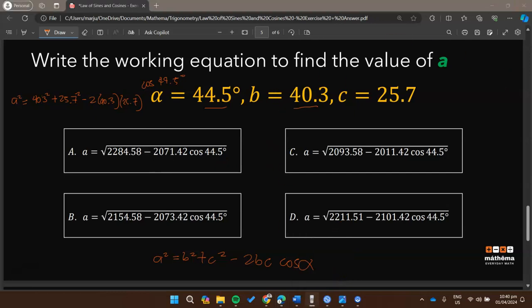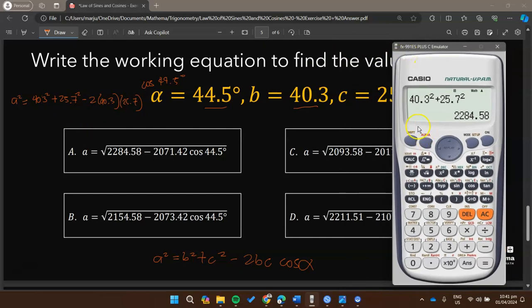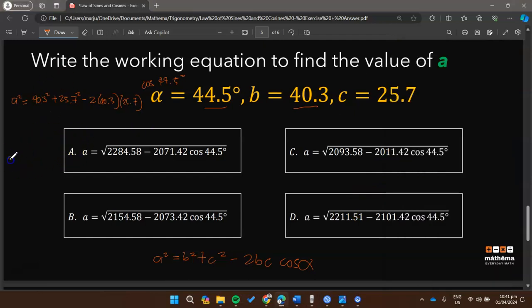So let me just grab the calculator. So we will have 40.3 squared plus 25.7 squared. That gives us 2284.58. Where can we find that? Alright, so actually, that is only in option A. So this will be our answer.